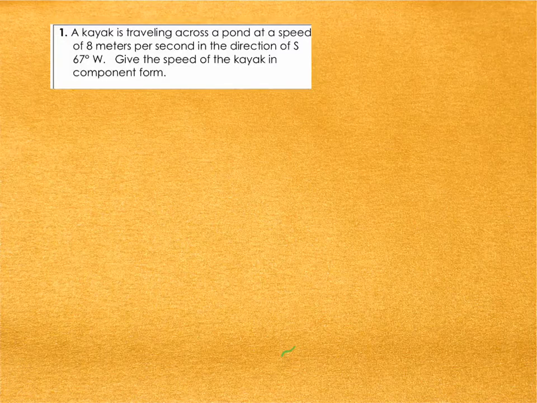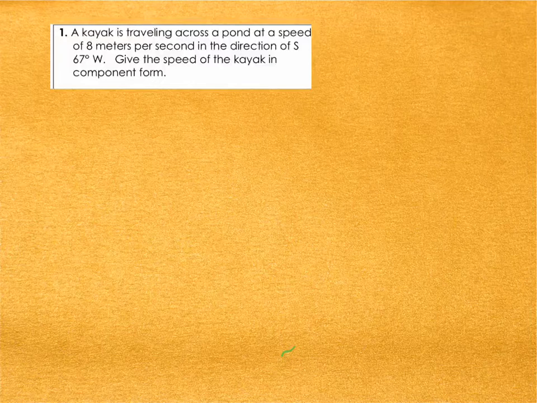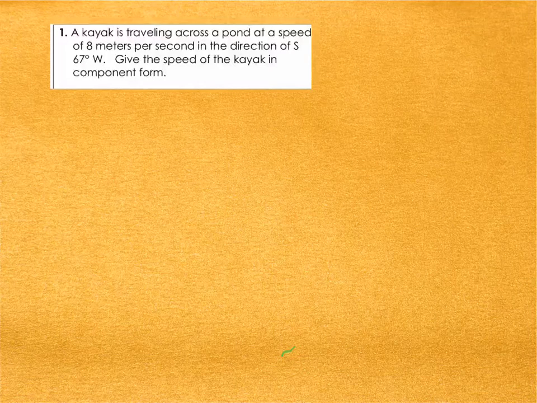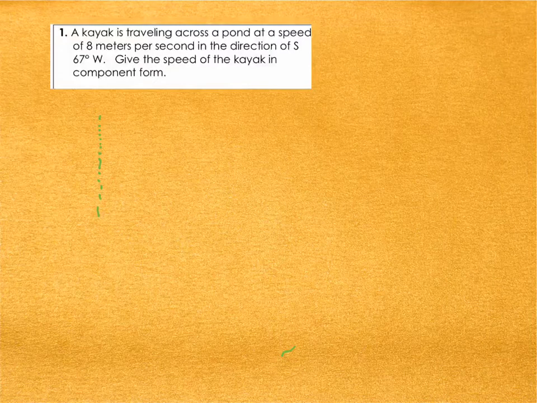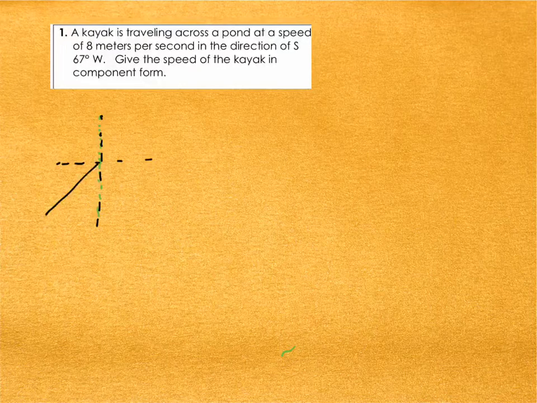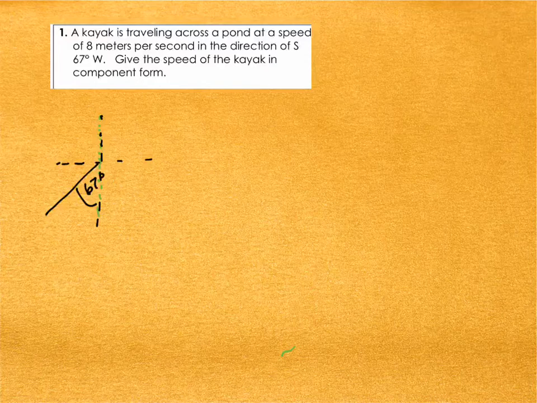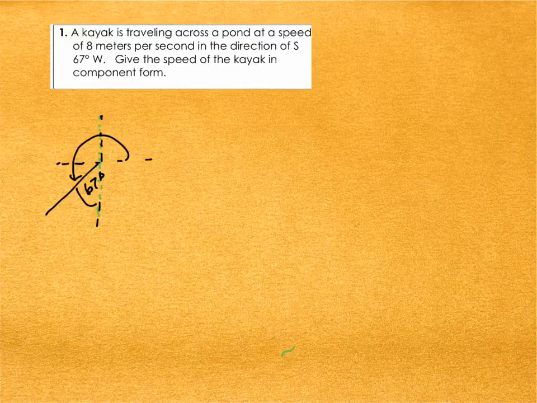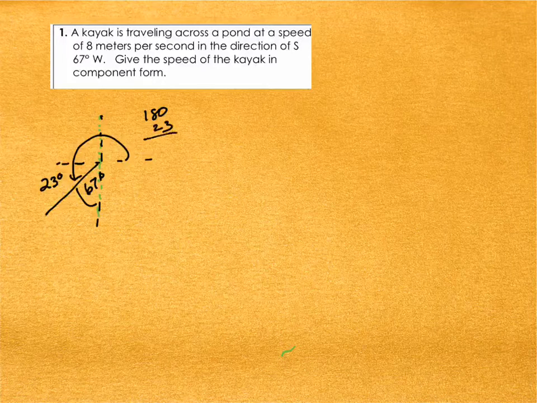Okay, number 1 on the homework. You have a kayak traveling across a pond at a speed of 8 meters per second in the direction of south 67 west. Let me get a black marker. Okay, south 67 west. So that means this is 67 degrees. And so our trig angle would be, this is 23 degrees then. And so 180 and 23 would be 203 degrees.